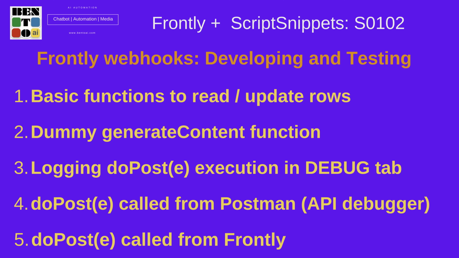Google Apps Script is a versatile tool that lets you create webhooks for use with Frontly, enabling your apps to interact with others immediately as things happen. Start by learning how to use the key functions for reading and updating data in your Google Sheets. These are crucial for managing your data effectively, like when you need to add new customer details to a spreadsheet automatically. You'll also work with a simple placeholder function called generateContent.